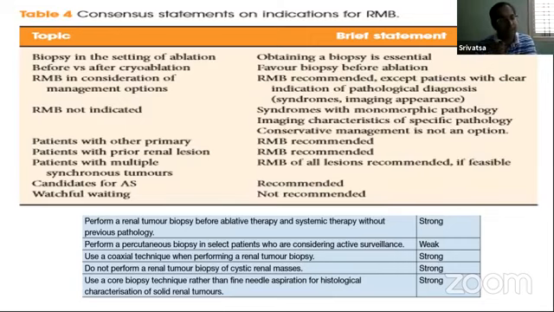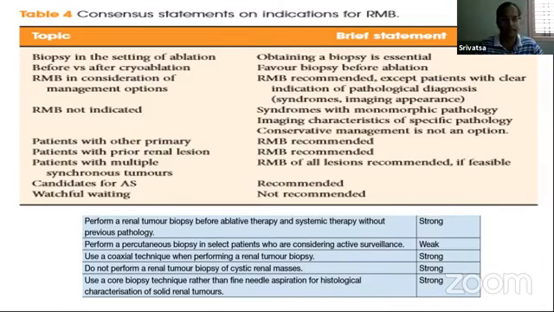So there was a consensus panel which has given us recommendations of when to do and when not to do renal mass biopsies. So I'll just read one by one. Biopsy in the setting of ablation. Obtaining a biopsy is absolutely essential. Biopsy before or after cryoablation, prefer to do it always before, and in case there is a suspicion that there is a disease recurrence, a biopsy even after ablation is indicated.